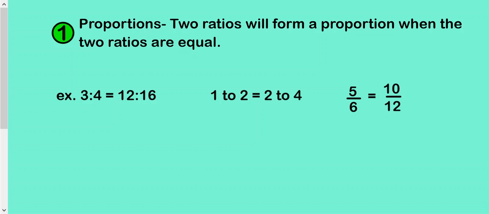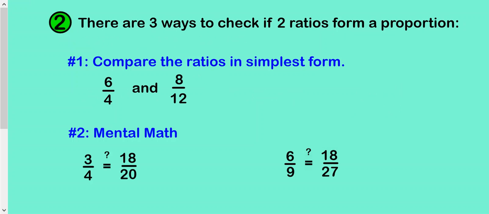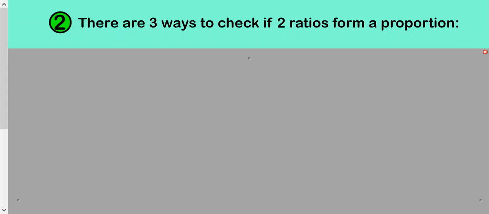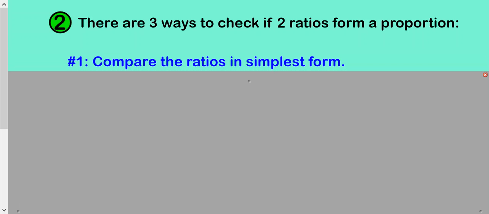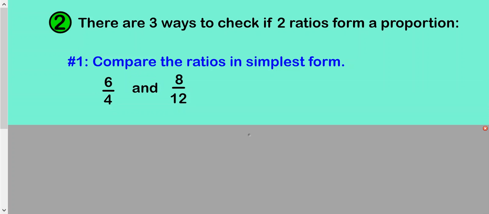Alright, and then now we're going to take a look at the different ways that we can figure out if we have a proportion or not. So there's three different ways to check if two ratios form a proportion. Okay, so you're going to be writing each of these different ways down in your notes. And the first one is to compare the ratios in simplest form. So that means that we need to simplify the different ratios and put them in simplest form to see if they are equal.